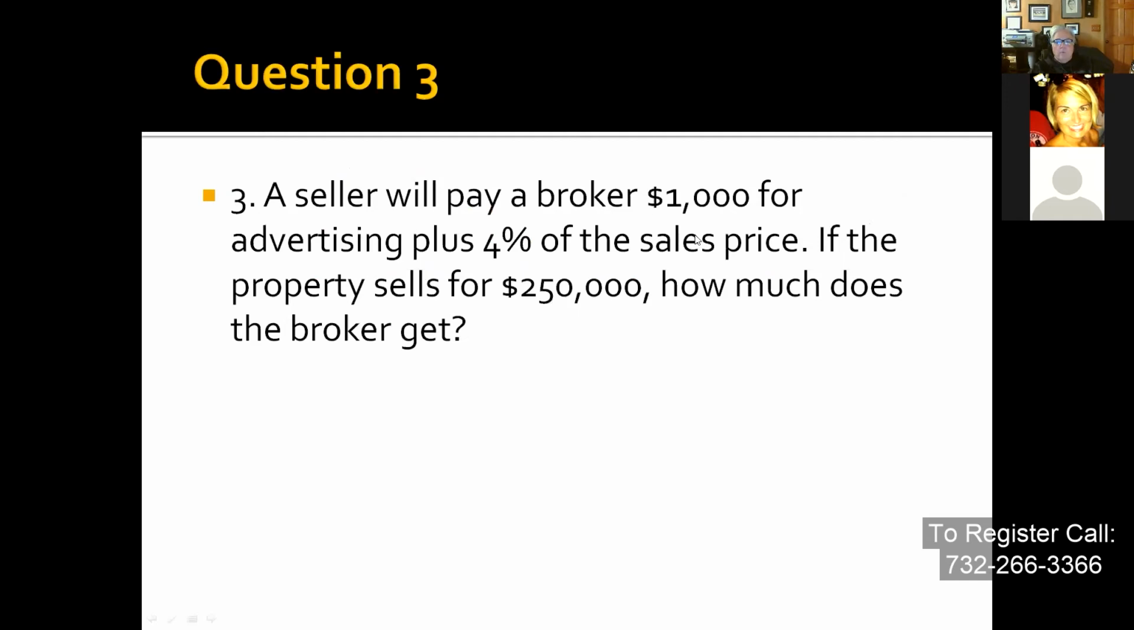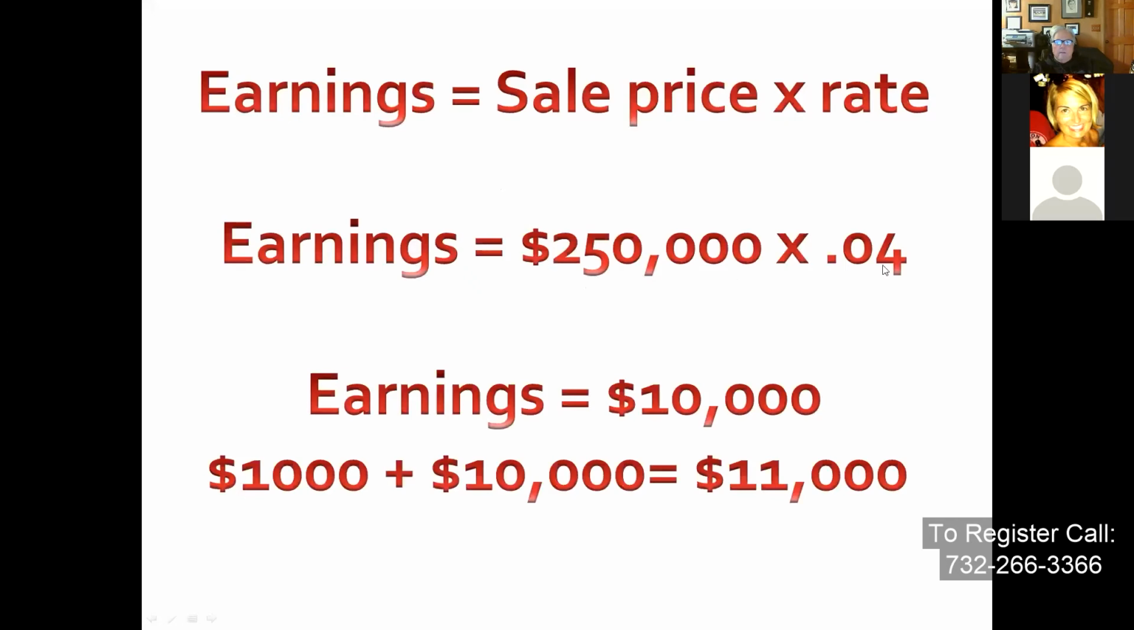All right, a seller will pay a broker $1,000 for advertising plus 4% of the sales price. If the property sells for $250,000, how much does the broker get? So they're going to pay the broker $1,000 for the advertising plus 4% of the sales price. The property sells for $250,000. 250,000 times 0.04 is 10,000 plus $1,000. Broker's going to get $11,000. These are really, really simple questions, but they always throw one little tiny extra thing in there just so that they have an opportunity to potentially trip you up.